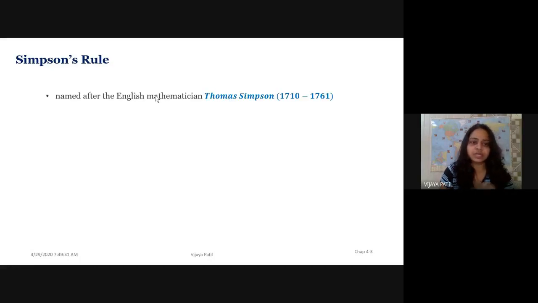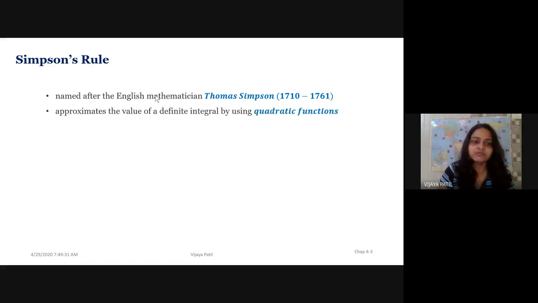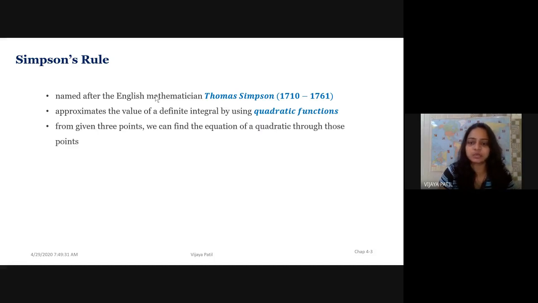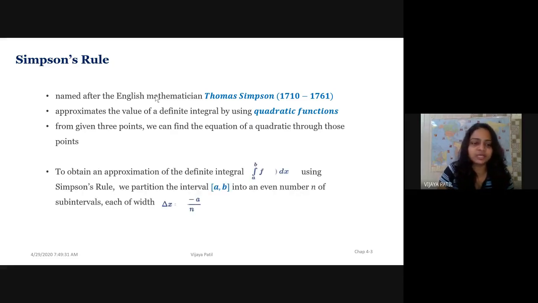Simpson's rule has been named after the English mathematician Thomas Simpson, who lived from 1710 to 1761. It approximates the value of a definite integral by using a quadratic function, and we can find this quadratic function using three different points. Like with the trapezoidal rule, where we used only 2 points, here we'll be using three different points to evaluate that.